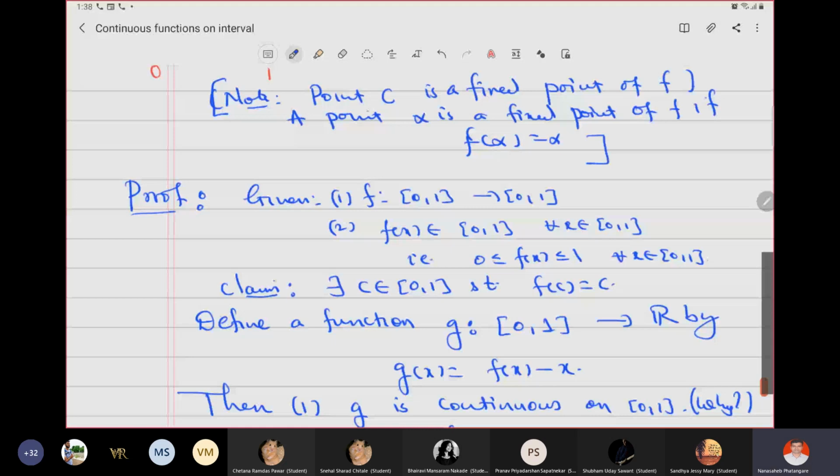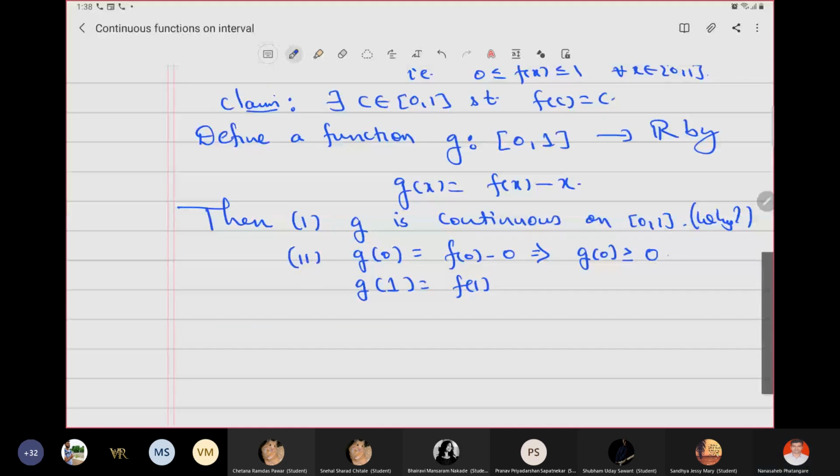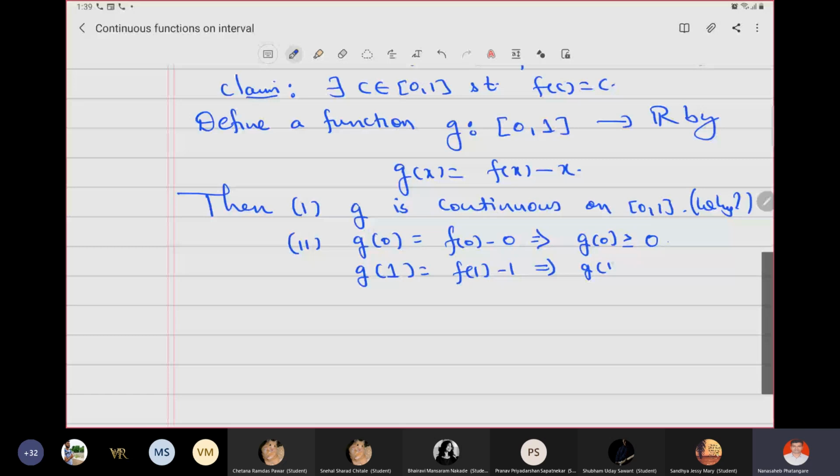And what is g of 1? f of 1 minus 1. And what is the sign of f of 1 minus 1? Negative. Because for every x in [0, 1], f of x is less than or equal to 1. So in particular for x equal to 1, f of 1 is less than or equal to 1, and therefore f of 1 minus 1 is less than or equal to 0.